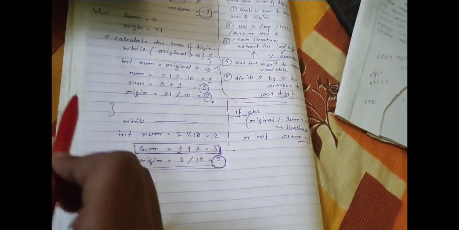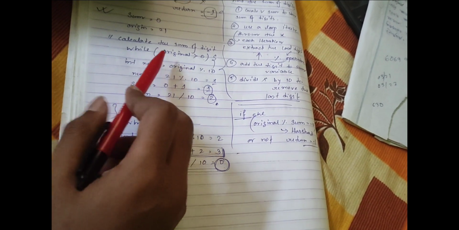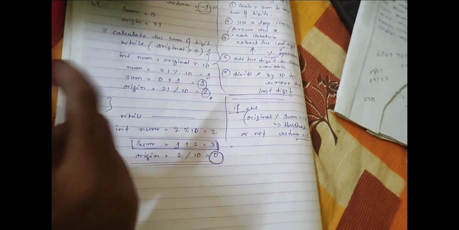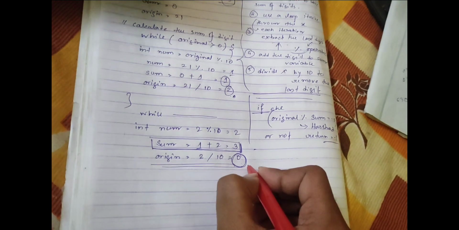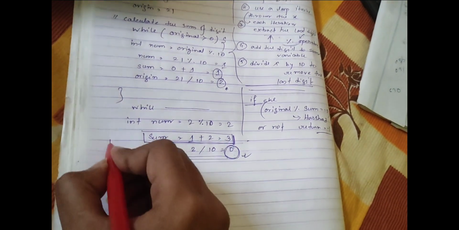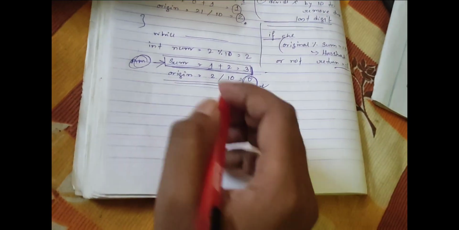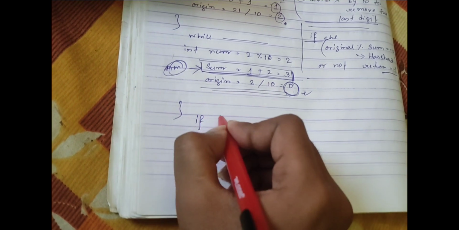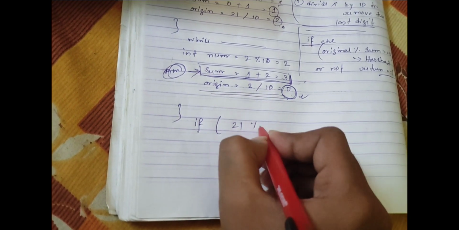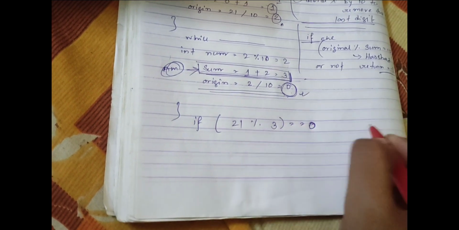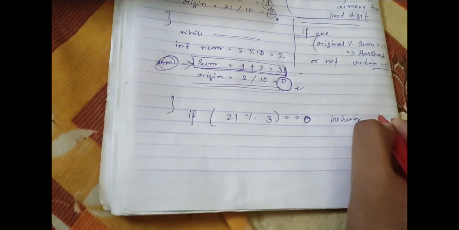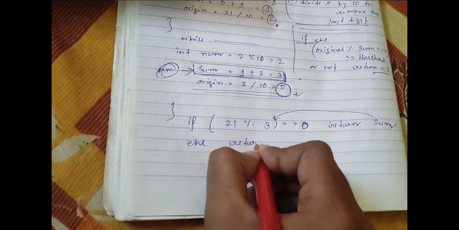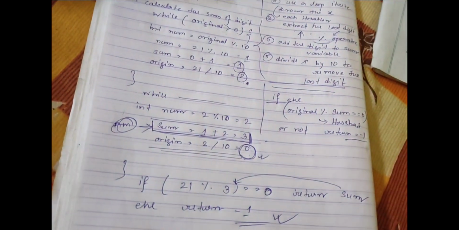Now it checks the while condition, because the number is 0, and 0 is not greater than 0. So the loop is done, and sum is the answer. After the loop, we check whether the original number 21 is divisible by the sum 3. If it is, we return the sum, else we return -1. Very easy approach and very easy question.